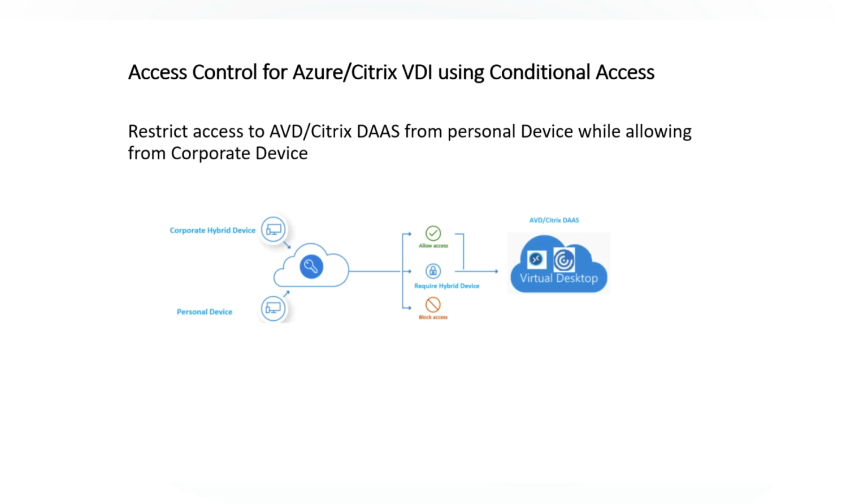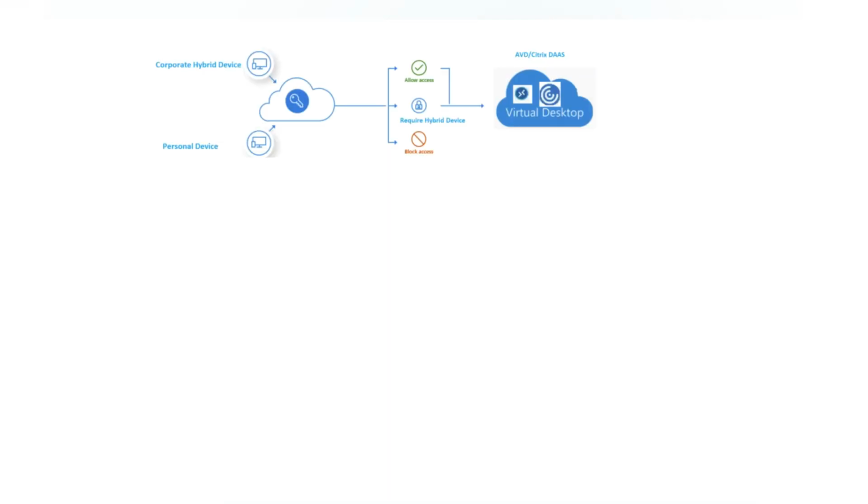So we will see how to restrict access to AVD or Citrix DaaS from a personal device while allowing access from a corporate device. This is one of the most important controls, often used in banking or financial institutions to secure the Azure or VDI infrastructure from access by unmanaged devices.